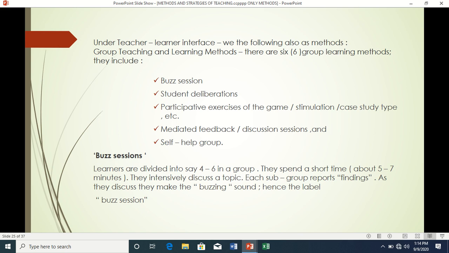So under teacher-learner interface, we can have the following as methods of teaching. We have group teaching and learning materials, and there are 6 group learning methods. So don't get confused with this.